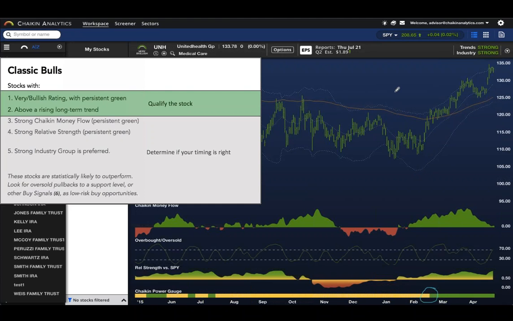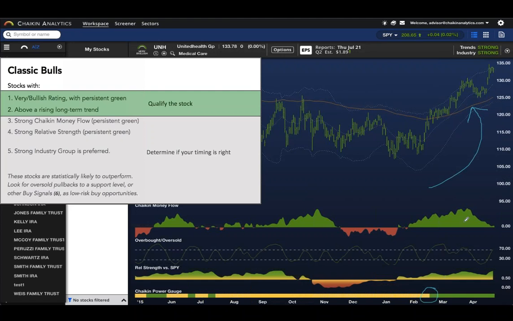And on top of this, notice this thin orange line here. That's our long-term trend line. So as long as you have the stock above that marker and you're bullish, that is what we use to ensure that the stock is what we would consider to be really classically bullish, like a Chaikin bull here.